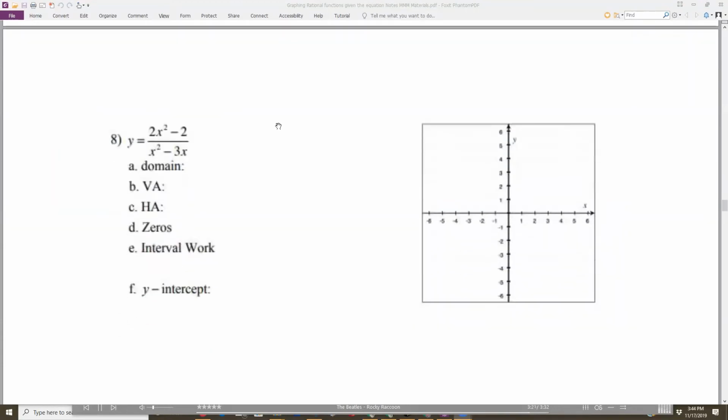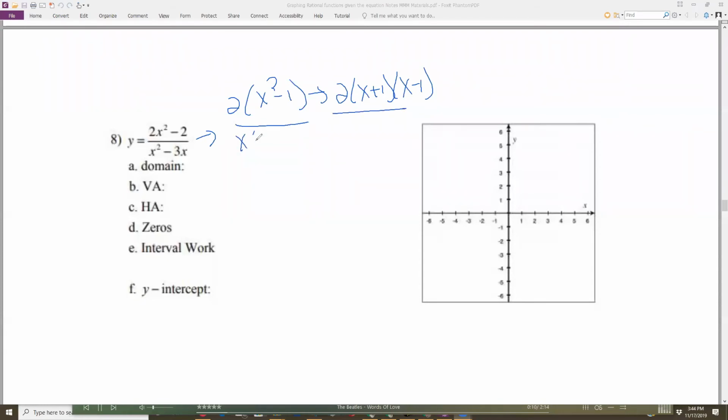All right, what's happening here? I spy with my little eye. Let's do some factoring. I'm going to factor out a 2. Then that factor is a difference of squares. And in the denominator, I see a greatest common factor of x. So I'm going to factor out an x.